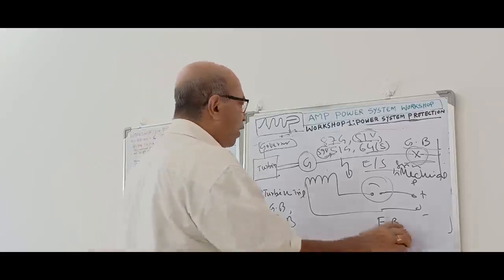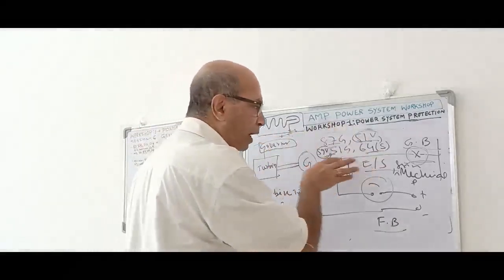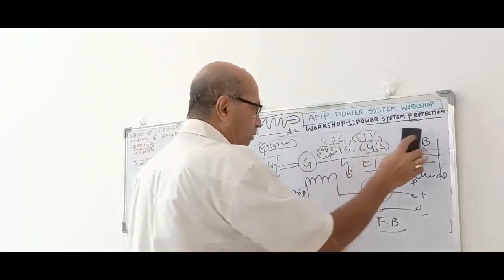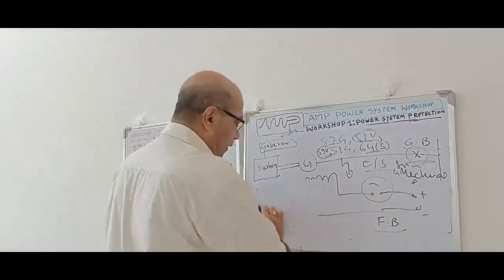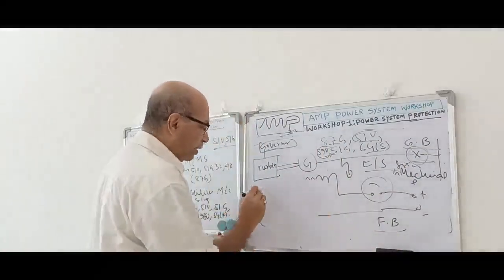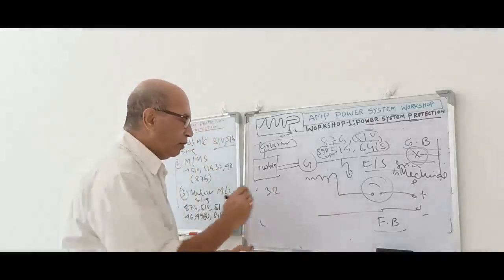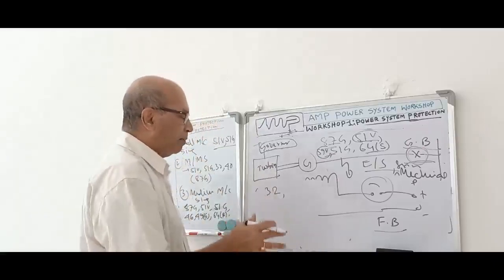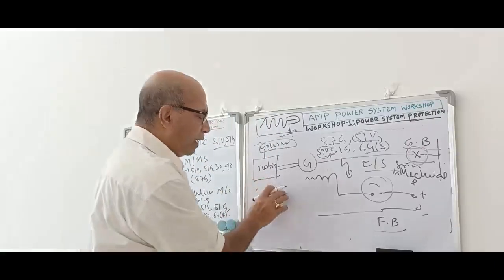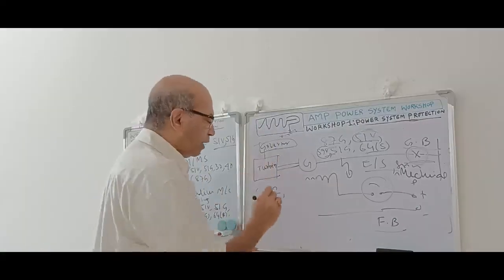The second group is where the turbine need not trip, but there is an external fault and that power cannot be taken. Like we have seen before, suppose a 32 reverse power. What has happened with 32 reverse power? The turbine has already tripped. So in that case we need not bother about the turbine.